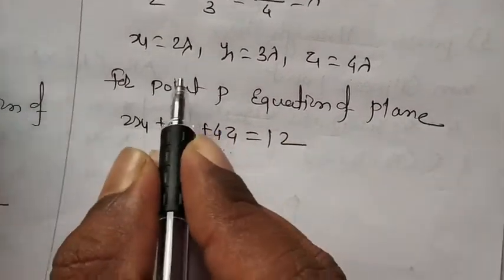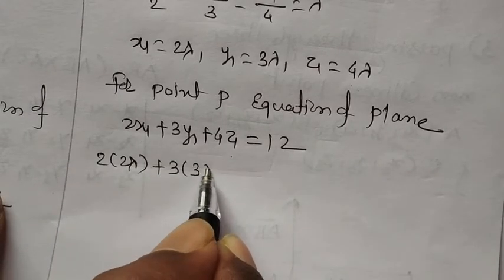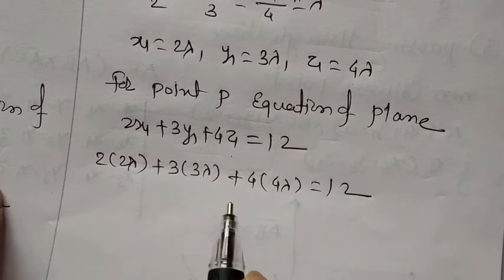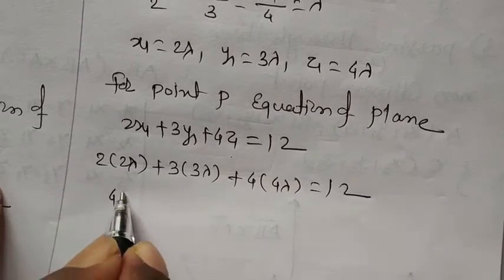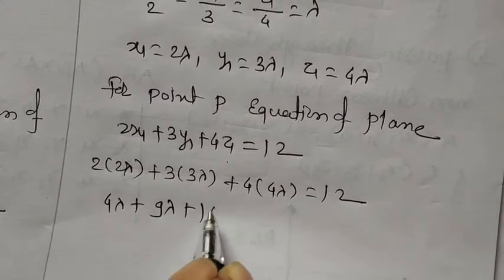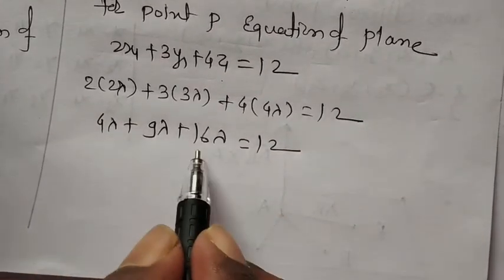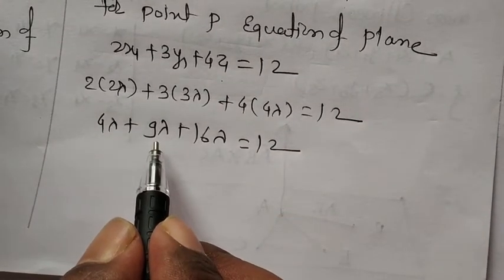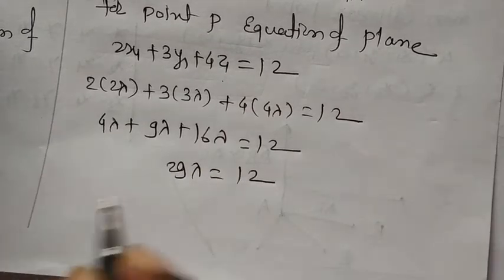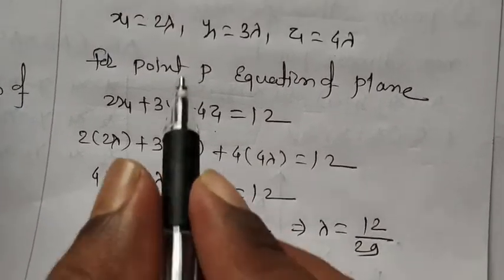Now put the values. x1 equals 2 lambda. 2 into 2 lambda plus 3 into 3 lambda plus 4 into z1, z1 equals 4 lambda, is equal to 12. So 4 lambda plus 9 lambda plus 16 lambda is equal to 12. Add it. 16 plus 9 equals 25, plus 4, 29. 29 lambda equals 12. Then lambda is equal to 12 by 29.